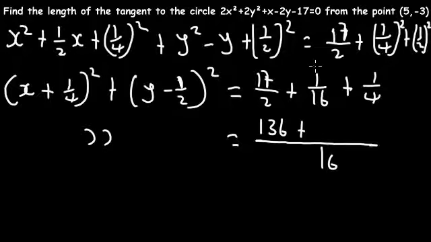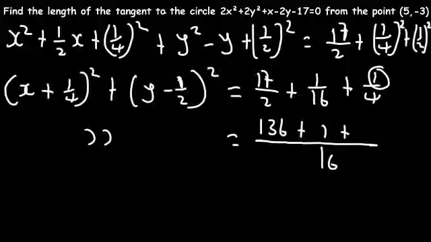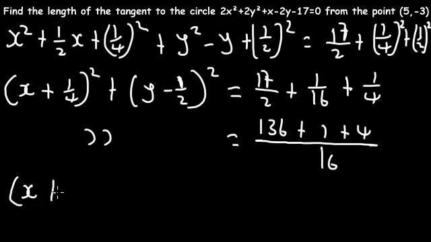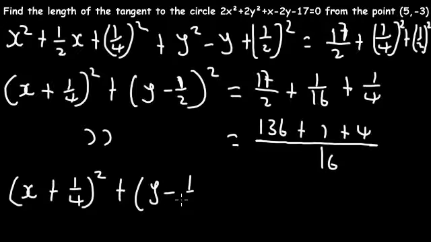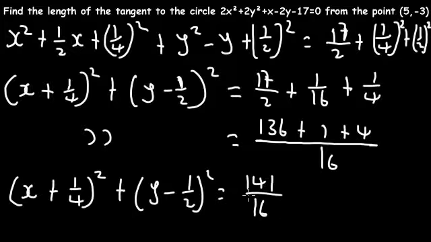Plus 16 in 16 is 1, 1 times 1 is 1. Plus 4 in 16 is 4, times 1 again is 4. Perfect. Now the goal is just to add this up. So therefore, the final answer for the equation of the circle in standard form would be (x plus 1/4) squared plus (y minus 1/2) squared equals 136 plus 4 is 140, plus 1, 141 over 16. So therefore, we got the radius, likewise the center of the circle.